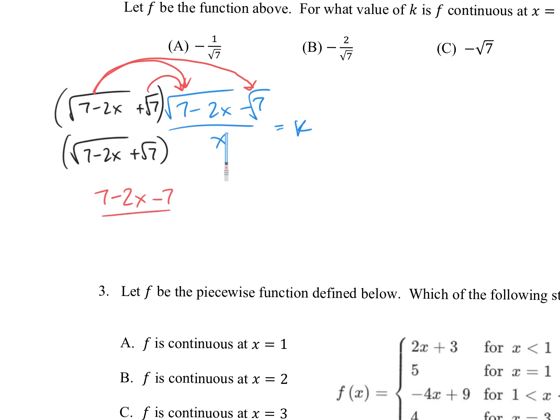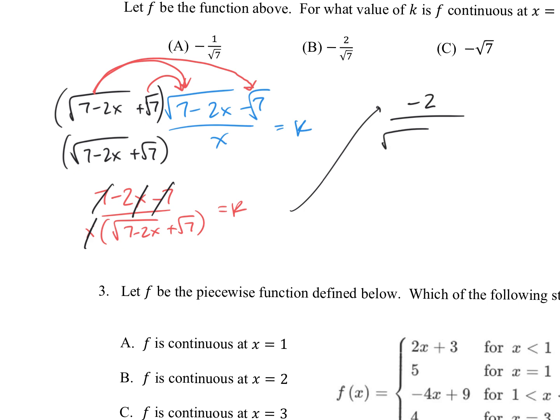Minus 7 over... I'm not going to distribute this out on the bottom. I'm going to say I've got an x times (root of 7 minus 2x, plus root 7) equals k. These 7s cancel. Anything else cancel? Yeah, thanks, Beck. This x with that x. Boom. And I'm left with negative 2 on top and then root of (7 minus 2x) plus root 7, that equals k.